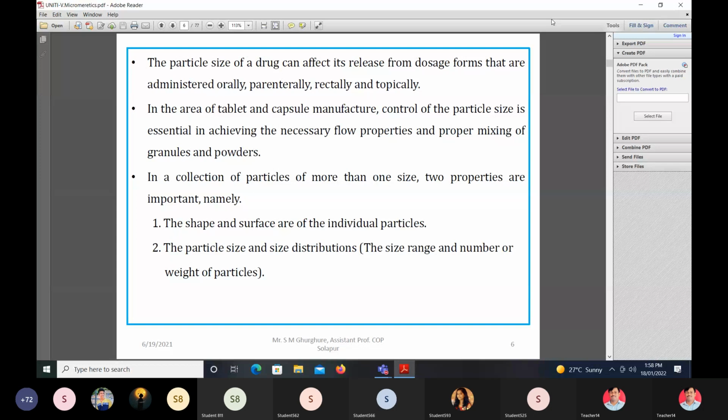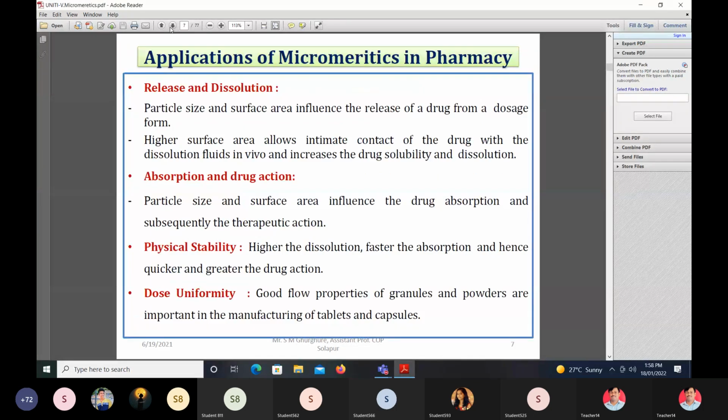In a collection of particles, two properties are mostly important: one is the shape and surface area of the individual particles, and the second is the particle size and size distribution, the size range and number, whether with respect to the number or to the weight of the powder particles. It also depends on the size and shape of the drug molecules.